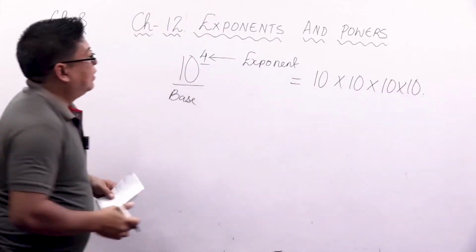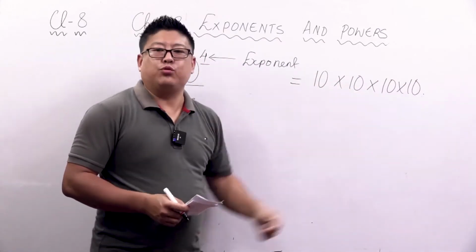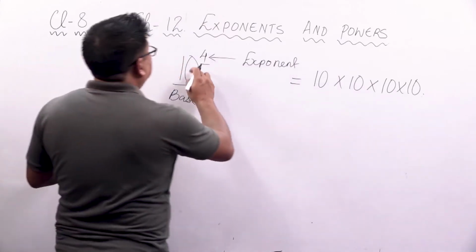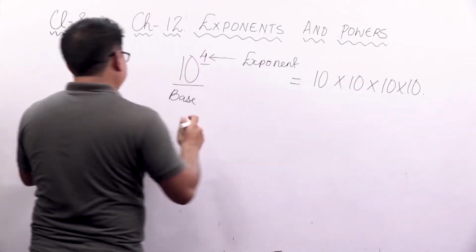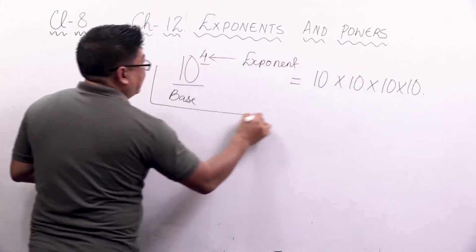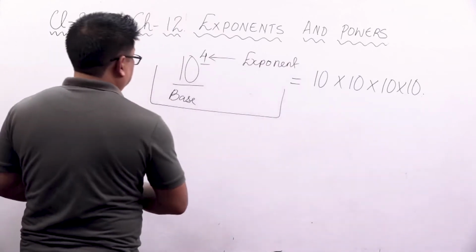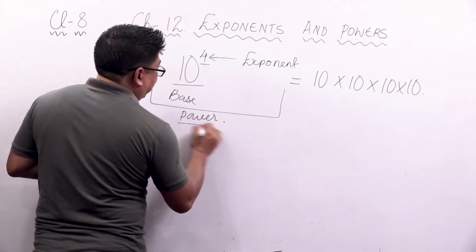Right? So if I write 10 to the power 2, then we will multiply 10 only 2 times. But here we have 10 to the power 4, so we will multiply 10 4 times. So this is your exponent, this is your base, and together this expression is called your power, okay?